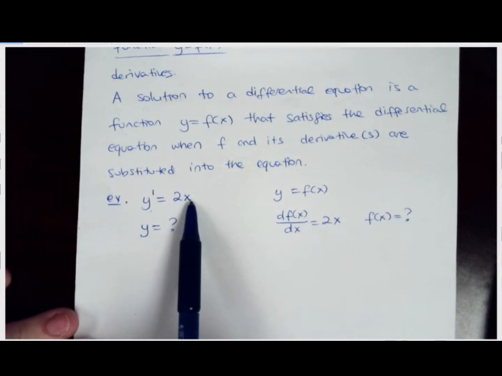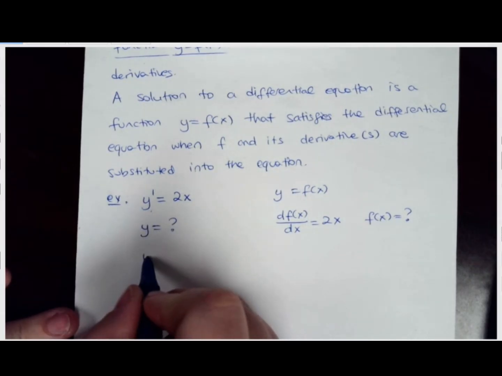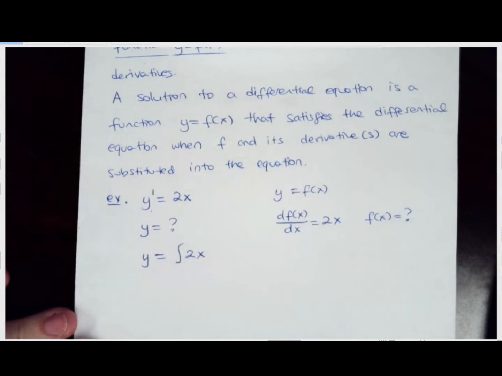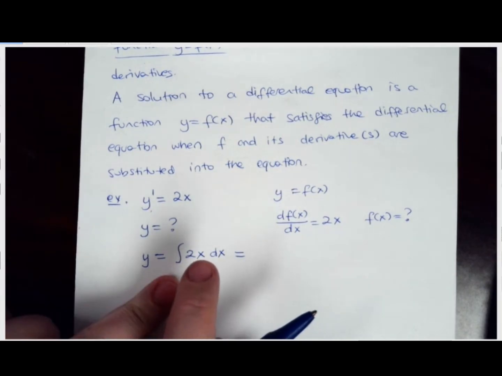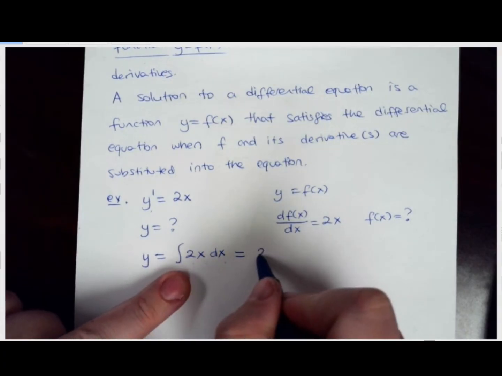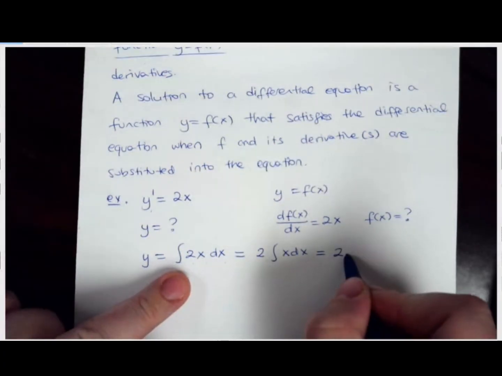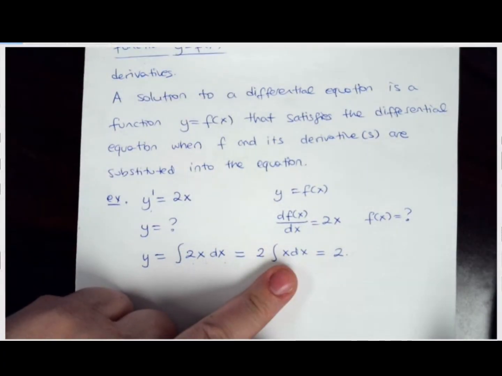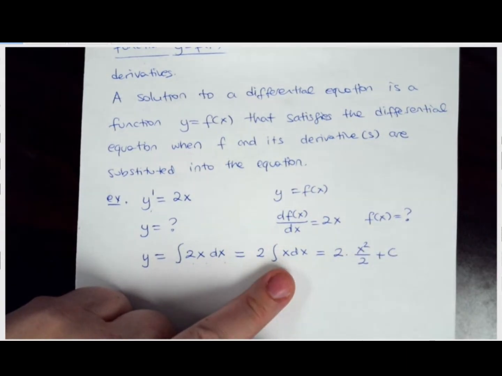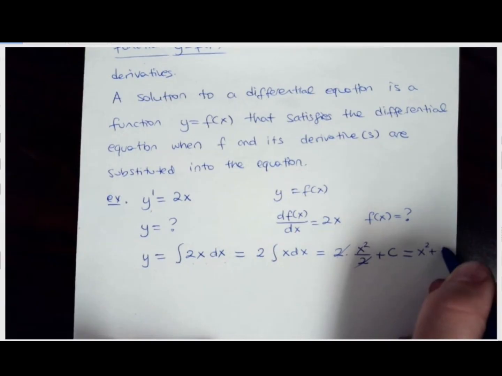Now we learned integrals and antiderivatives. So you can find that this function should be the antiderivative of the 2x function. This is an indefinite integral. What would be the integral of 2x? So just take out the 2, so it is 2 times the integral of x dx, which would be x squared over 2, plus c, which becomes x squared plus c.